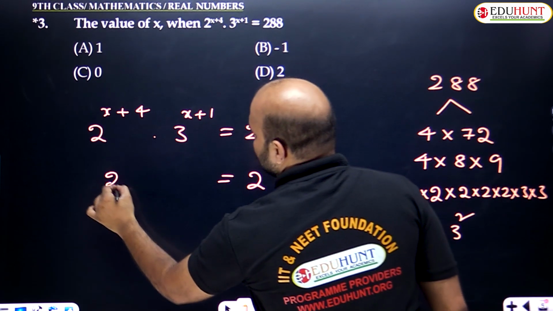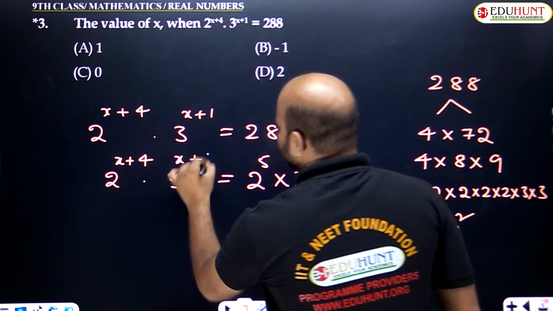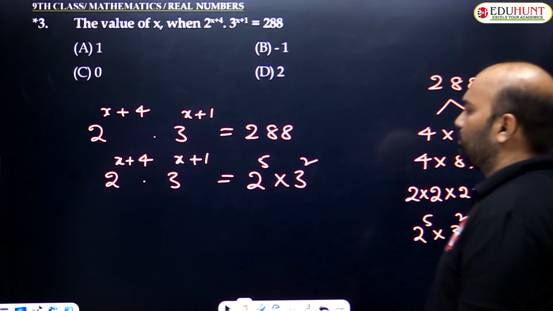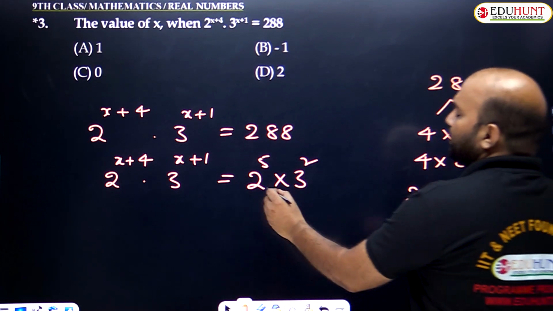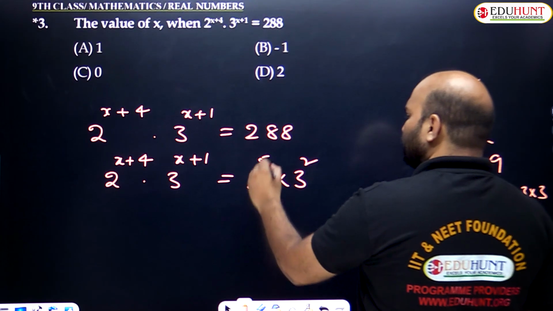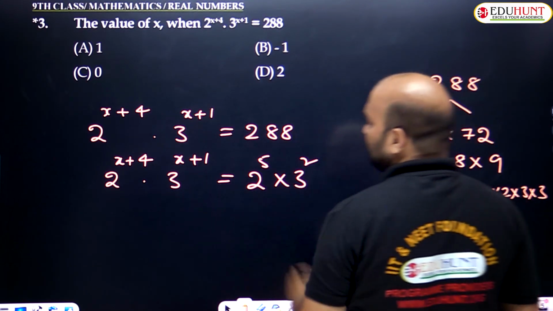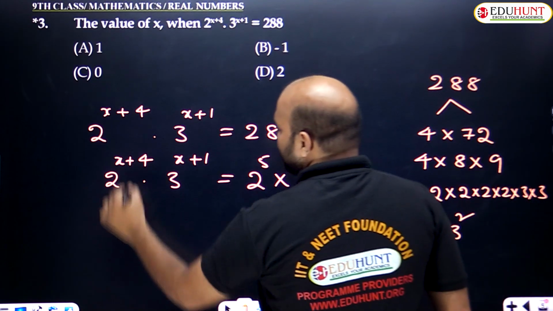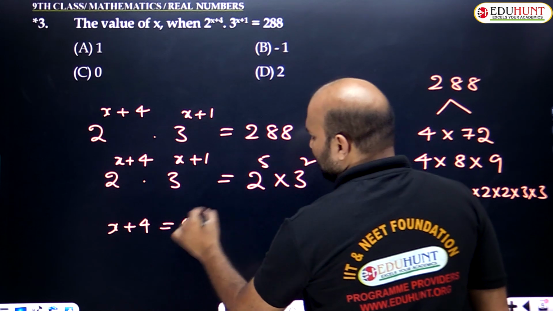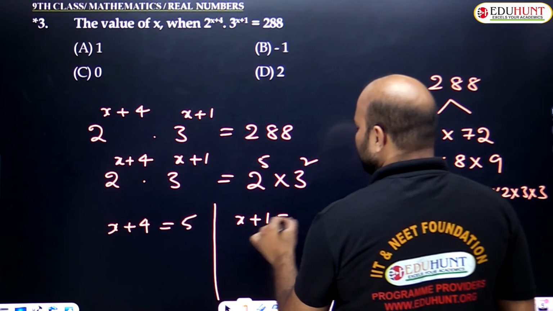So it is equal to 2 power x plus 4 into 3 power x plus 1. Am I clear? So by comparison of the terms, here I am getting 2 power x plus 4, and on the right side 2 power 5. Here 3 power x plus 1, and here 3 power 2. So by comparison of the terms, x plus 4 equals 5, and x plus 1 equals 2.